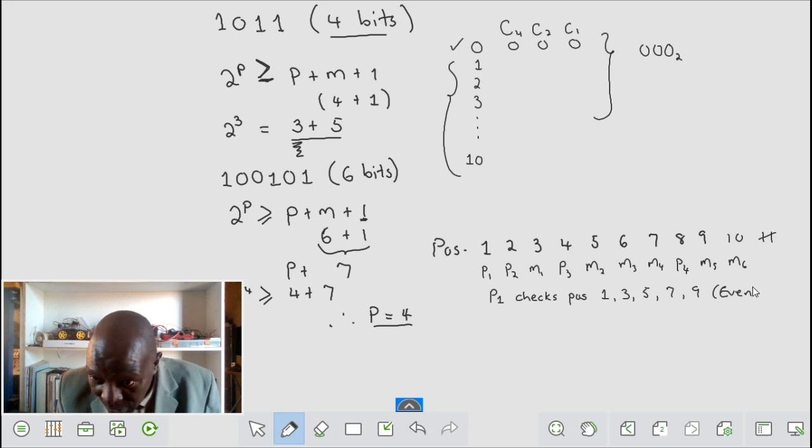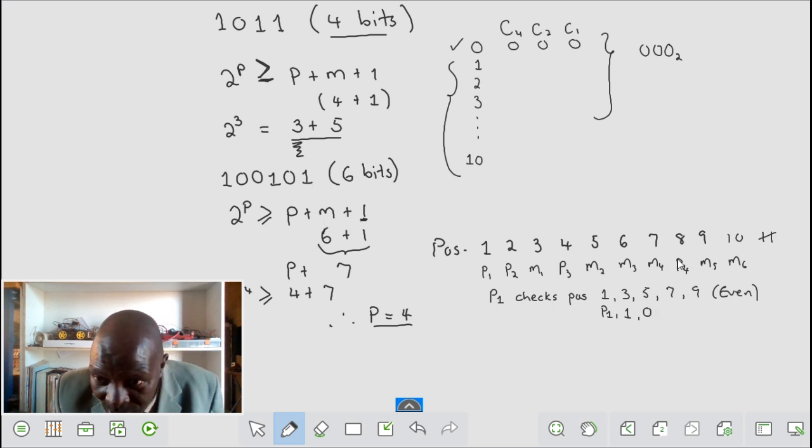Okay, so if that's the case, what do we have? This is P1. This here is position 3. If we put position 3 is M1, M1 is the first part of the message, which is 1. Position 5 is M2, M2 is 0.